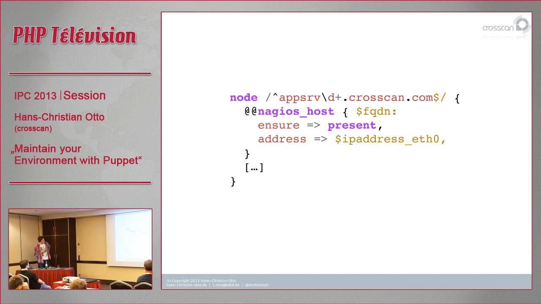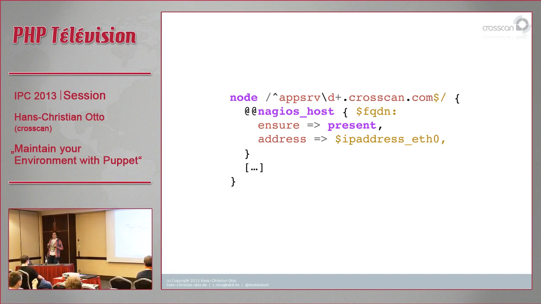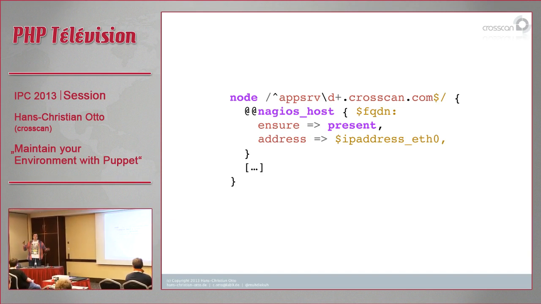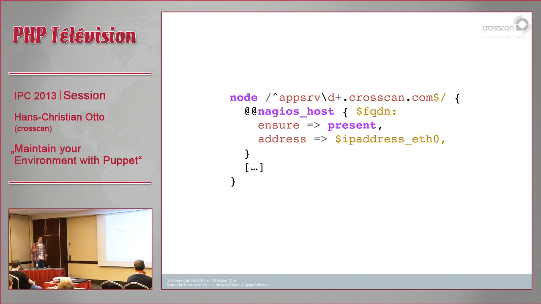And then there's this funny @@ thing. I don't know why they used these characters, but they used it. And this means that this resource is an exported resource. Exported resources are not going to be applied on the machines where they're defined. So on this app server, which is our application server, nothing happens with this Nagios host resource. But instead, it sends it to the Puppet master and says, I just exported this resource. Do whatever you want with it. And this is one of the places where you need a Puppet master. If you do a single node setup, this won't work.